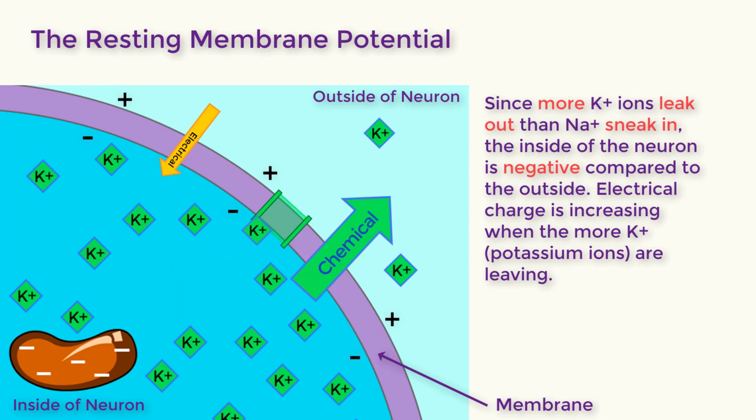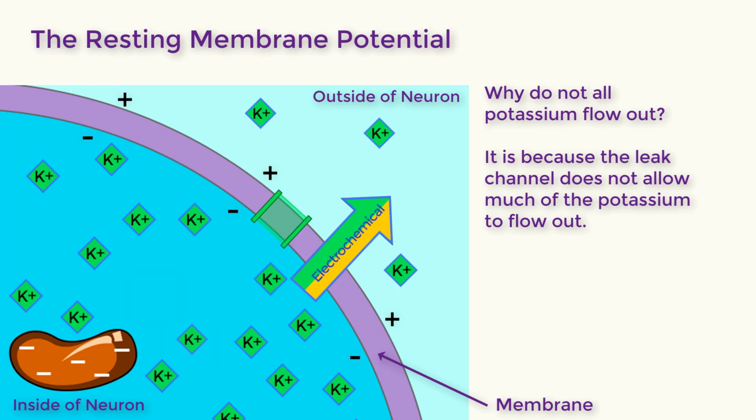So, as more potassium leaves, the electrical charge is increasing. Eventually, we have movement of potassium both outside and inside. Together, we get the electrochemical gradient. Why doesn't all the potassium flow out? It is because the leak channel doesn't allow much of the potassium to flow out.